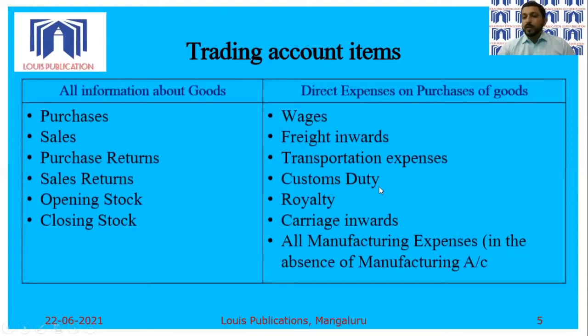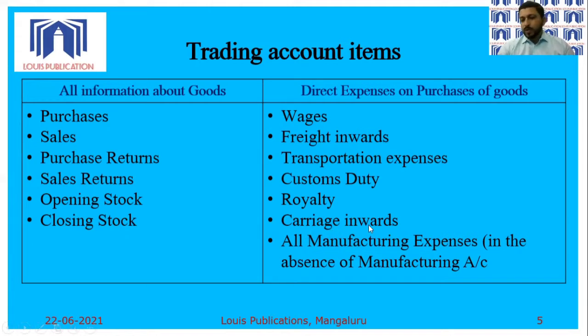Then customs duty. If you are purchasing goods from a foreign country, goods are coming into the geographical boundaries. Obviously, to the customs authorities, we are supposed to pay customs duty. So that is an expense on purchase of goods. Then we have royalty. Suppose I am the publisher. I purchase the right to publish a particular book. The publisher is going to pay the author what is called royalty, and the publisher is going to purchase the rights. Similarly, royalty is also a direct expense on purchases.